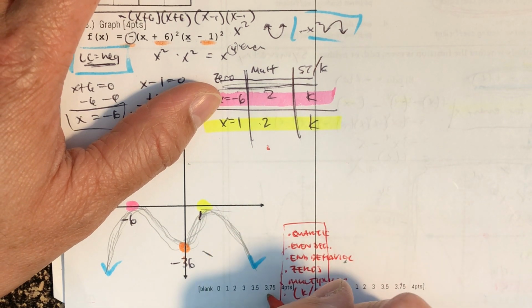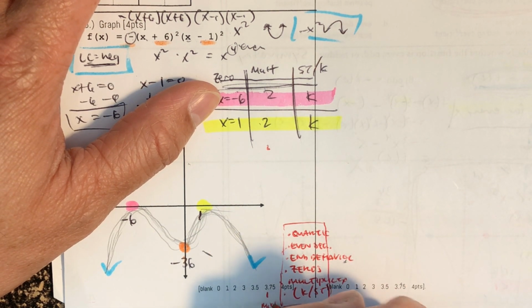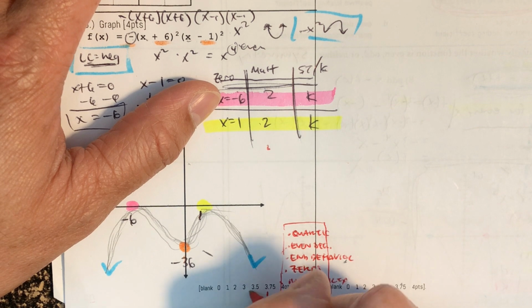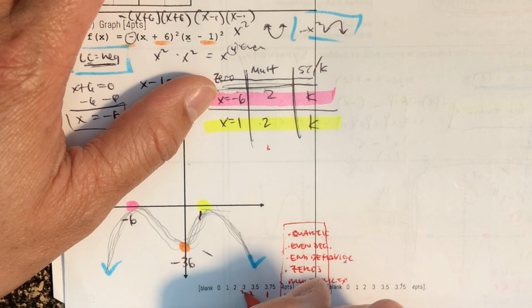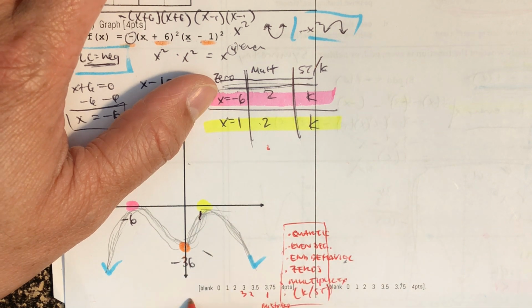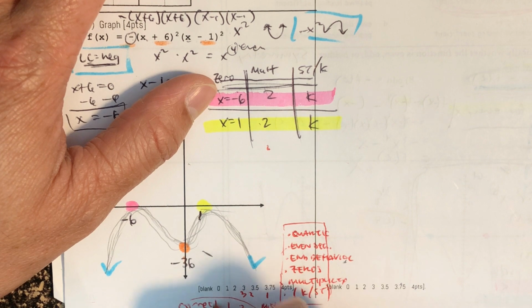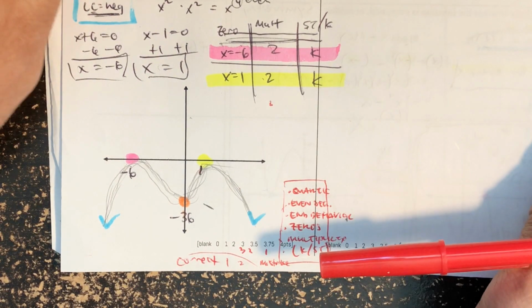If you made one mistake from that box, I'll give you 3.75. 2 mistakes, maybe 3 mistakes, or the other way of thinking about that is 2 correct, and then 1 correct. So that's how I'm going to award you guys points on that problem.